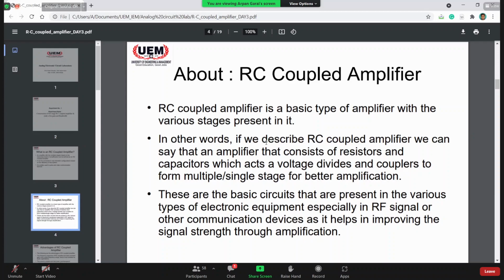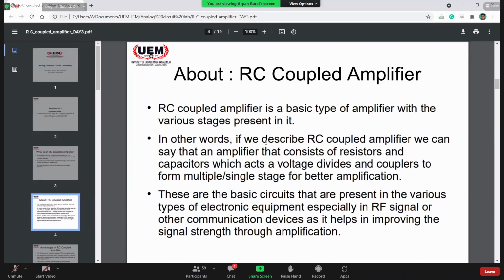If you go to some industry, you can see that more complex amplifiers are often used. But this is a basic type of amplifier, so you need to learn these things.